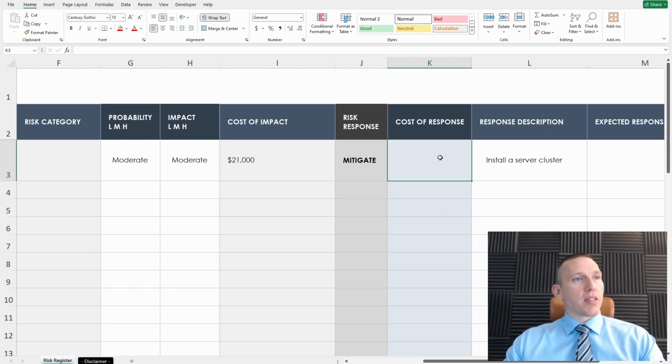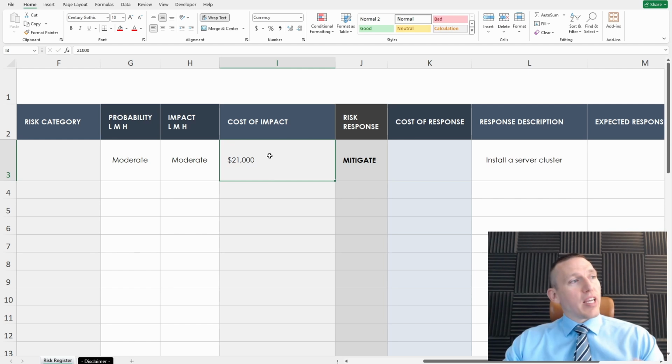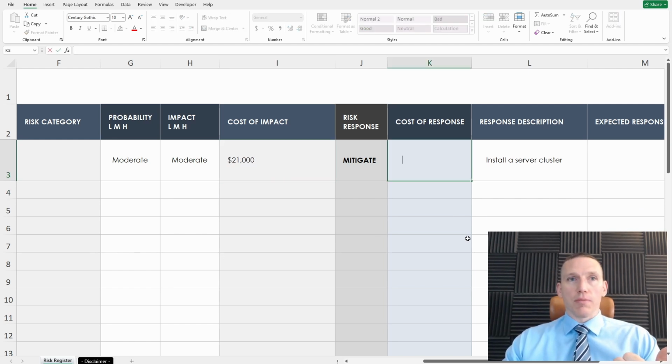The cost of response, if we install a server cluster, so this would be a yearly cost of the impact. I'd say a server cluster would essentially be a whole other web server. So to install a whole other web server, we'd probably want to pick that 21,000 again.